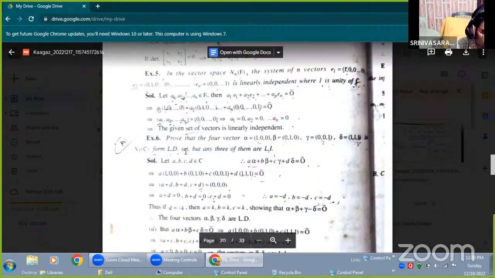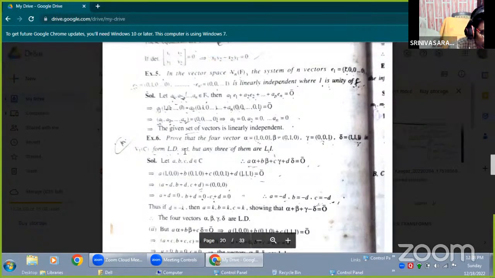The usual basis of V3 of F: one vector is (1, 0, 0), the second vector is (0, 1, 0), the third vector is (0, 0, 1). The set of (1, 0, 0), (0, 1, 0), (0, 0, 1). Okay, that is the second one.